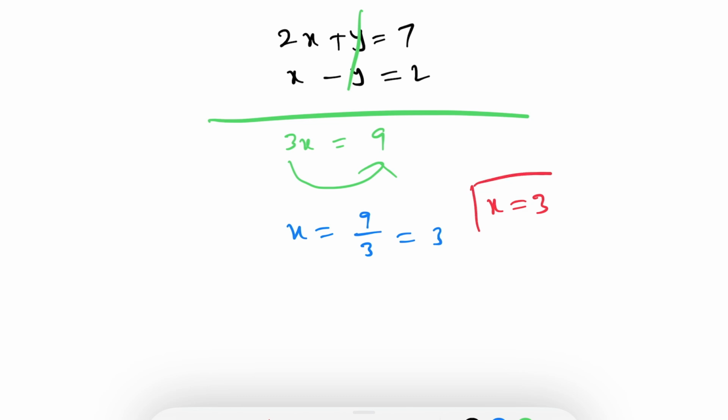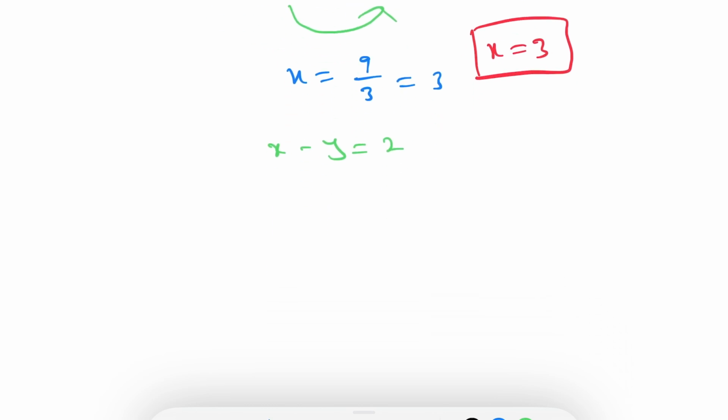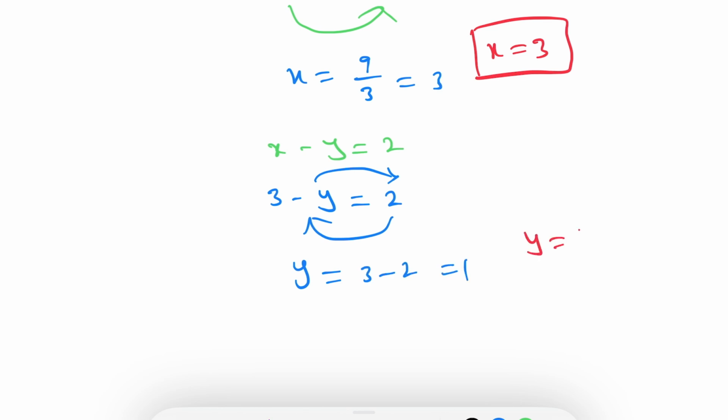Now substituting this x value in any one of the equations, I am taking the second equation, that is x minus y equals 2. In the place of x, substituting 3 minus y equals 2. Taking minus y to the right side and 2 to the left side, it will be now y equals 3 minus 2, which is 1. So the y value I got is 1.